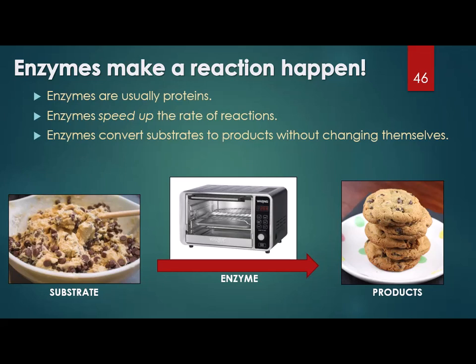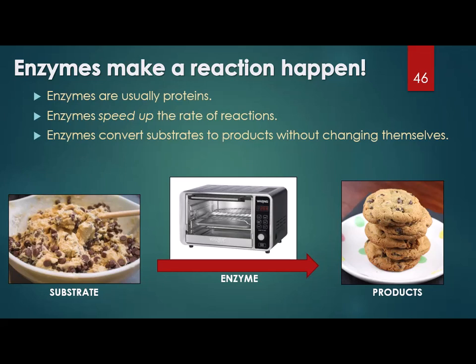Enzymes are usually proteins, and they convert substrates into products. So the starting substance is the substrate. What you end up with is the product, without changing themselves. So when you put cookie dough into an oven and 10 minutes later you pull out cookies, the oven acts like an enzyme. It's still an oven. You can put in more cookie dough and get more cookies 10 minutes later.